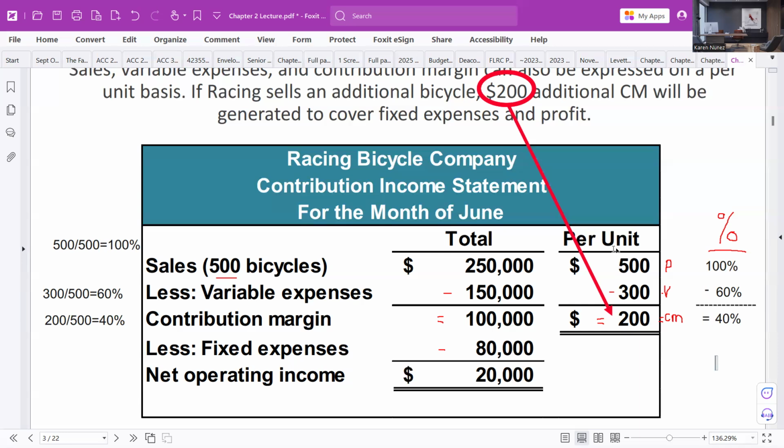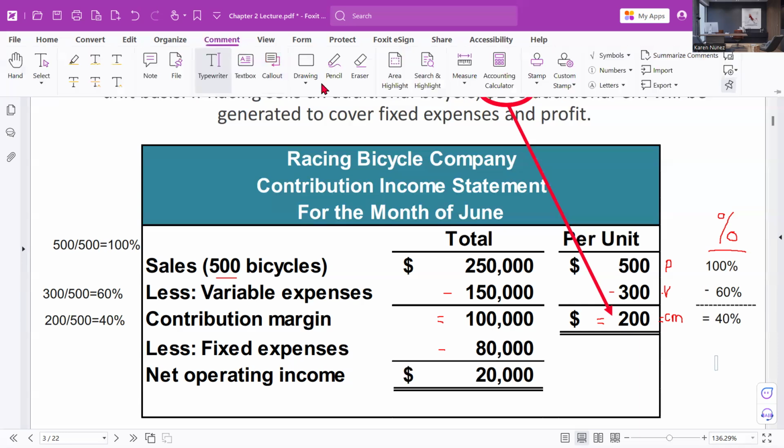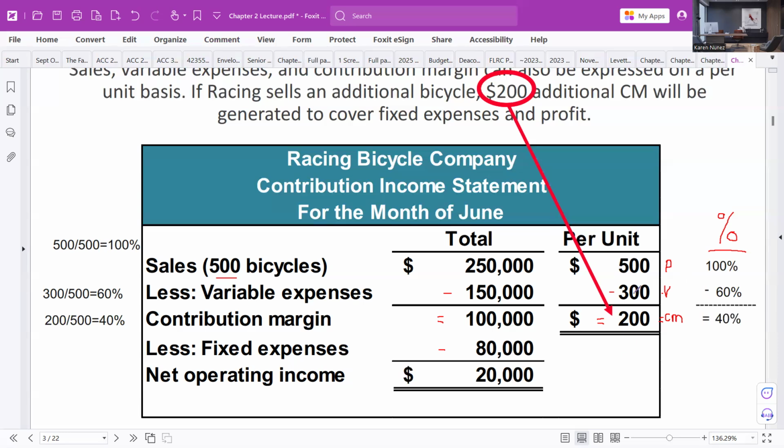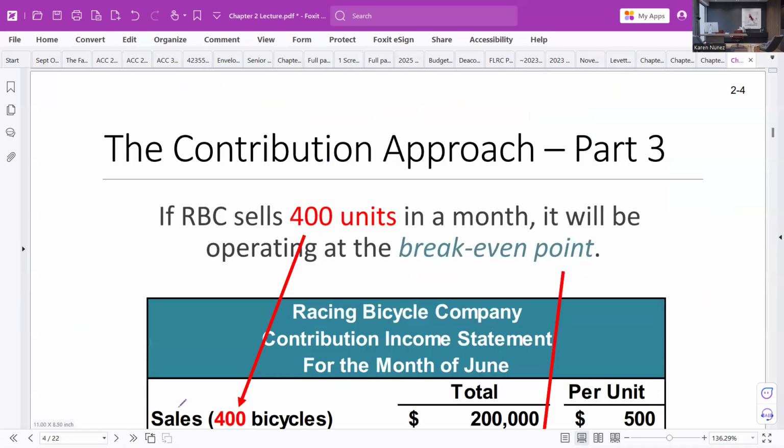So we can express this income statement in total dollars. We can express the income statement on a per unit basis, right? Divide everything by the sales volume, divide everything by 500. That gives us the per unit numbers. Or we could express these numbers as percentages. Divide everything by the price. Divide that $500 price, and we can express those variable expenses and contribution margin as ratios.